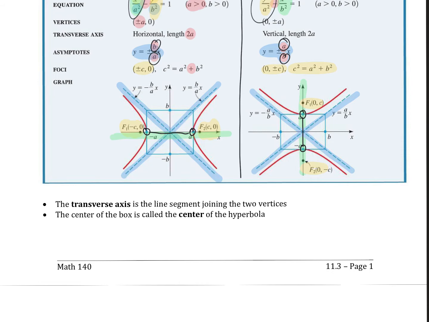So one thing you might have noticed going on here, we have this box that shows up. It passes perfectly in between the A values and the B values, and our asymptotes perfectly cross the corners. So it perfectly bisects the corners. That is what we call the box for the hyperbola, and the center of that box is called the center of the hyperbola.